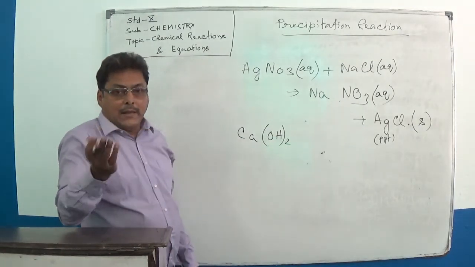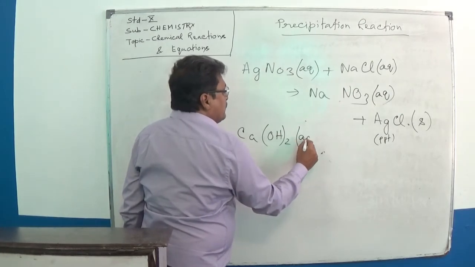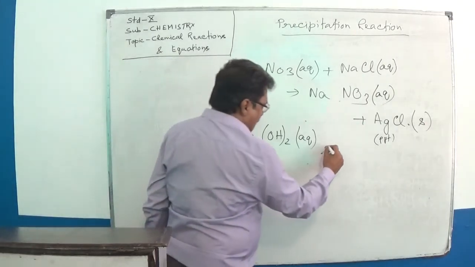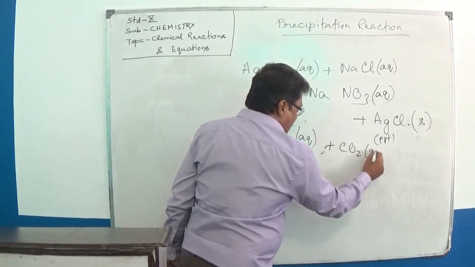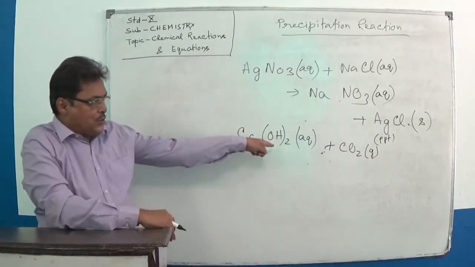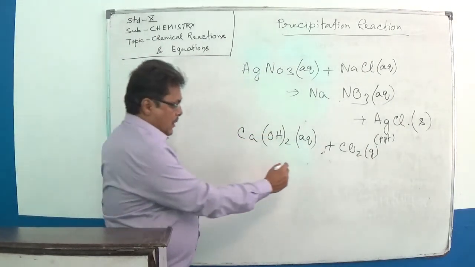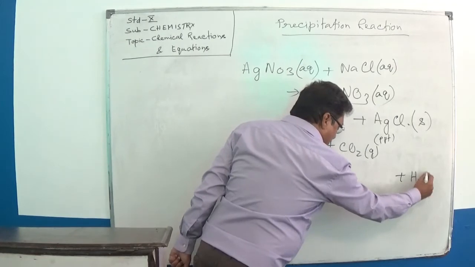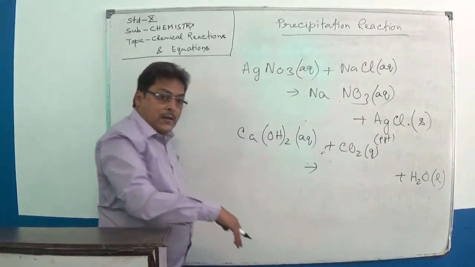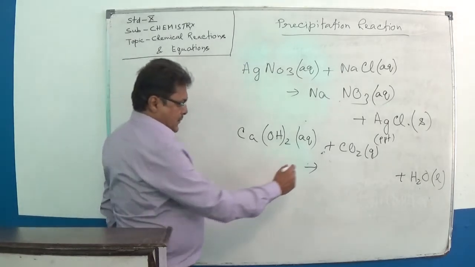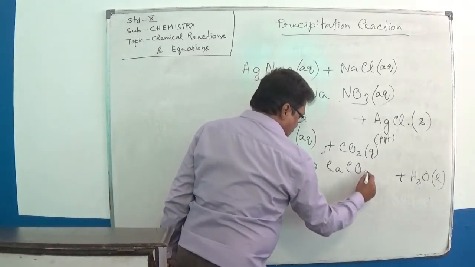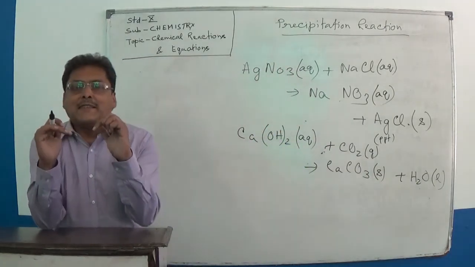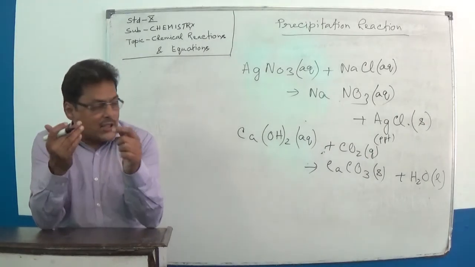You know, it's in its aqueous solution. When carbon dioxide gas is passed through this lime solution, what forms is H2O, water, which is separated in liquid form. But calcium carbonate becomes solidified and hangs inside the water as a suspension.